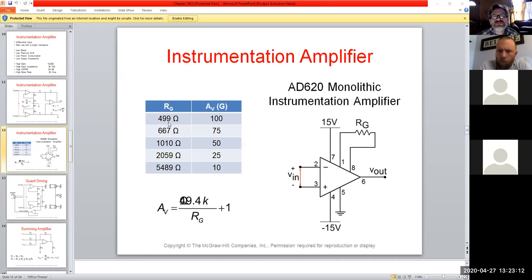So if you look, it just plugs in different values for RG in this case. These are fairly standard. And then what our gain factor would be with that value of resistance, right? So if we wanted a gain of 100, we would make this that, a gain of 75, and so on. And these would be my different applications of this circuit, if you will.